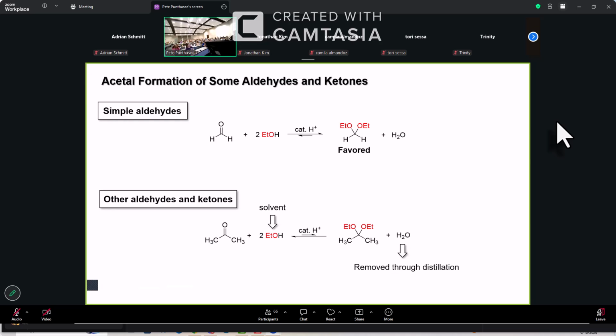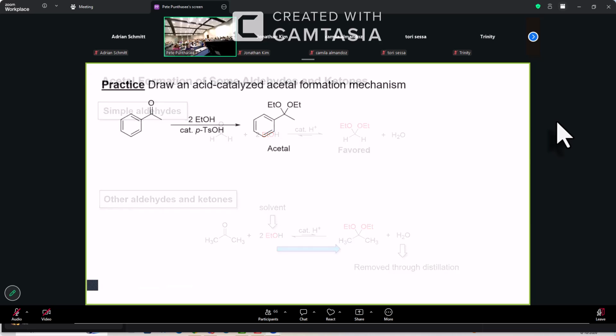So my point is, from this slide, just take away one thing. When you do acetal formation, we use alcohol as a solvent. So don't freak out if you don't see any reactant. This one is a reactant and a solvent at the same time. Does that make sense to you?